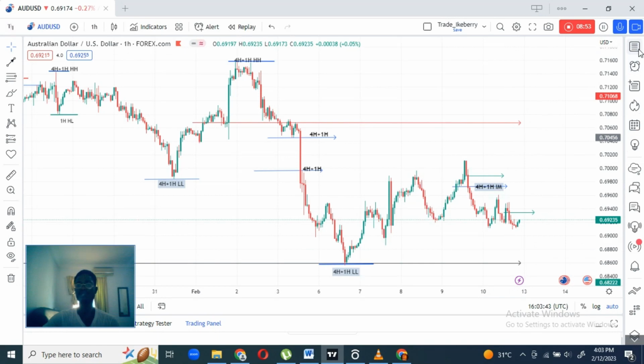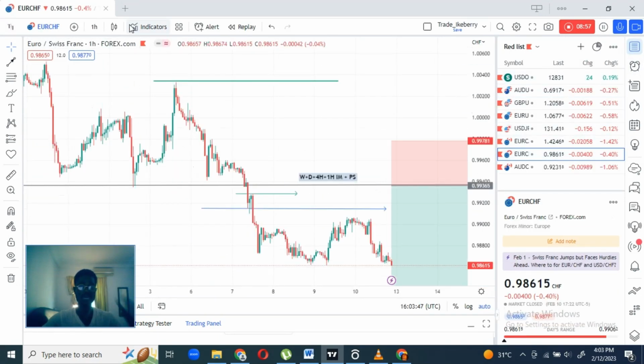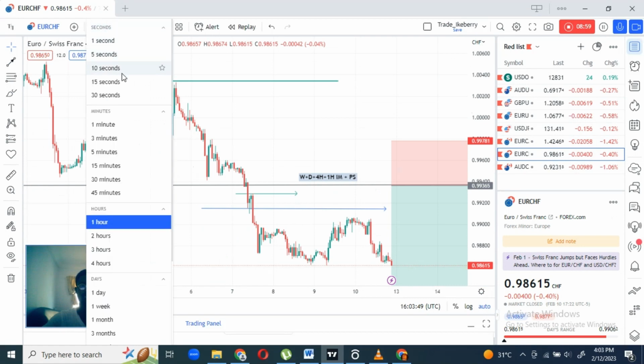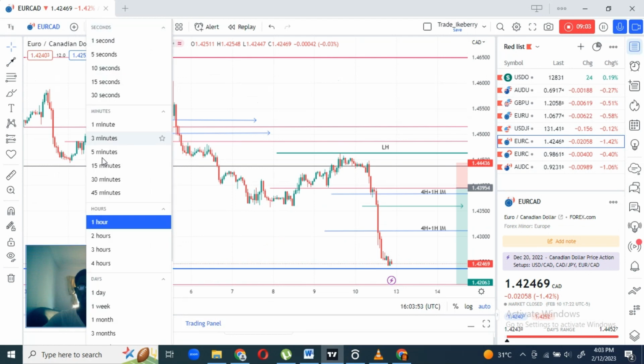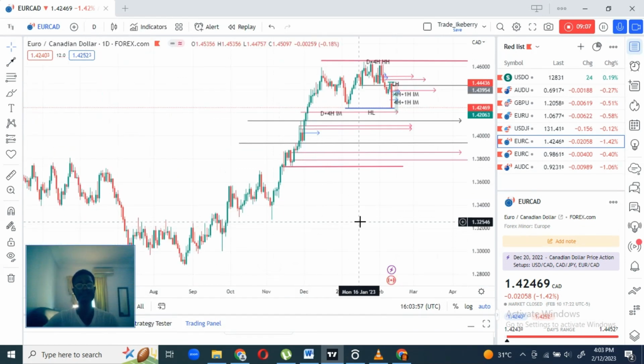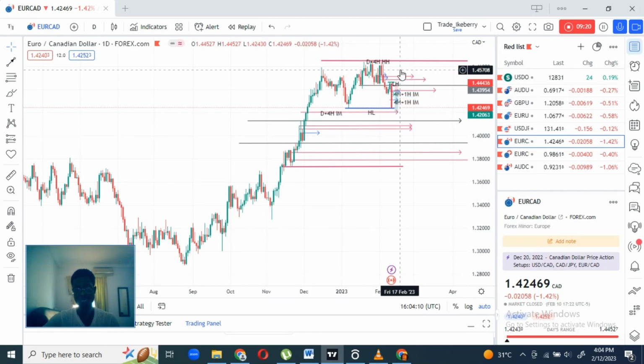All right, now let's move straight into EURCAD. EURCAD is the nicest trend that I'm seeing already. Price in the Euro is retracing. So what do we see from the Euro? This is a previous higher low, and there is a higher low, and then there's a higher high on the daily.